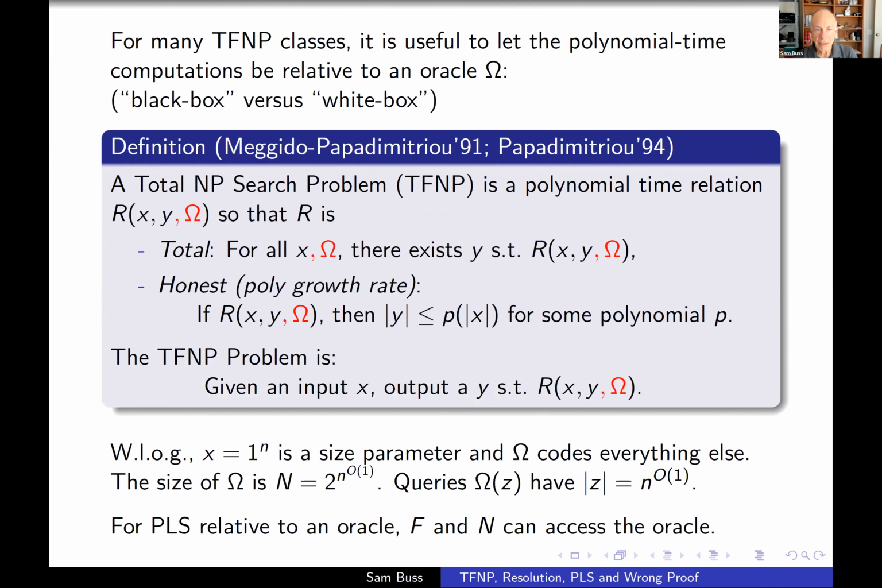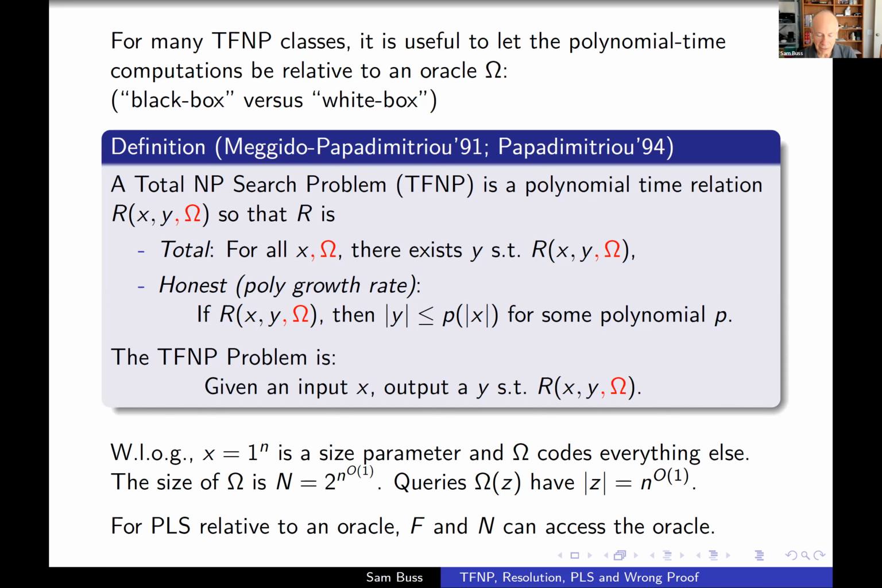So a lot of times it's more convenient or more general to work with the Oracle versions of TFNP classes. This is sort of a black box versus white box approach. And Neil already mentioned that we have an exponentially large input, which can be either given in the white box method by a circuit that defines the input, or the black box method, which is an oracle, which gives us the bits of the input. And then we just rephrase the TFNP search problem to let the relation R have oracle access to the oracle omega. And other than that, the problem is exactly the same.